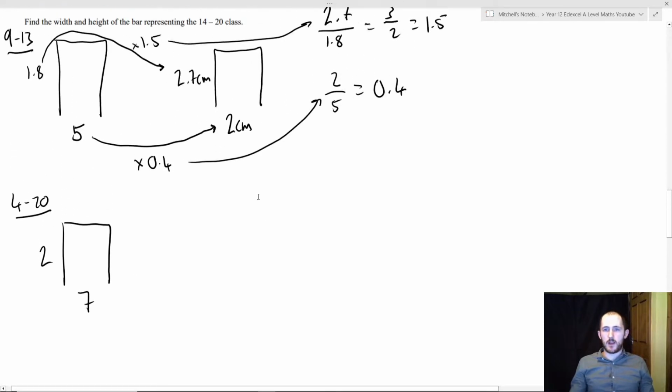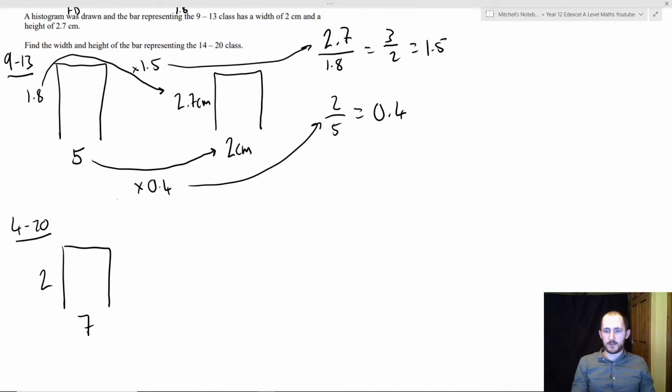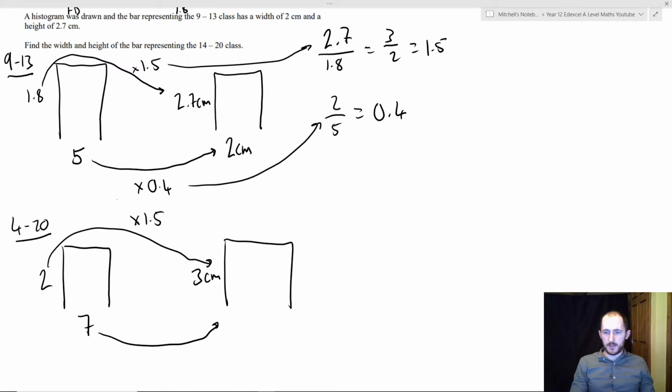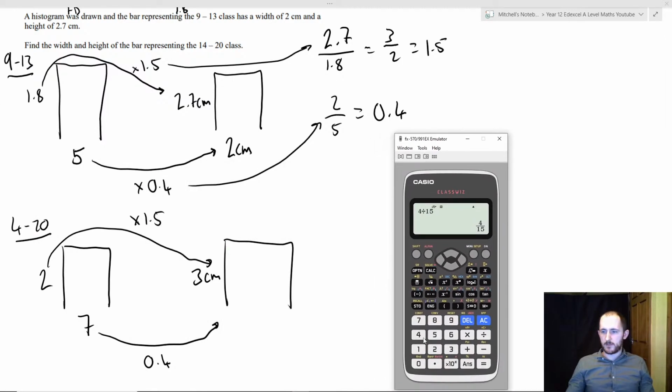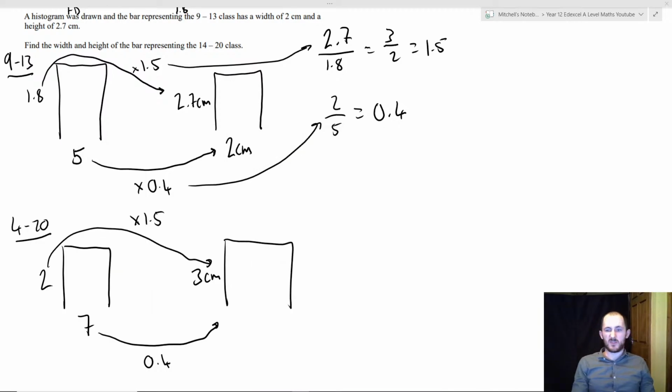Then all we're going to do is times by the exact same scale factors in order to work out what the height and width would be here. So we're going to times that by 1.5, which gives me 3 centimeters. We're going to times this one by 0.4. It's a bit harder to do, so let's do 7 times 0.4 on a calculator. 2.8. Actually, that wasn't too difficult, was it? So the height would be 3 centimeters and the width would be 2.8 centimeters.